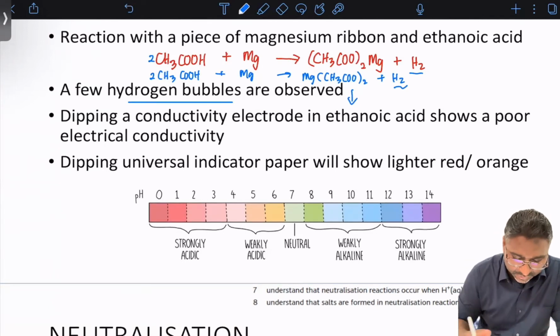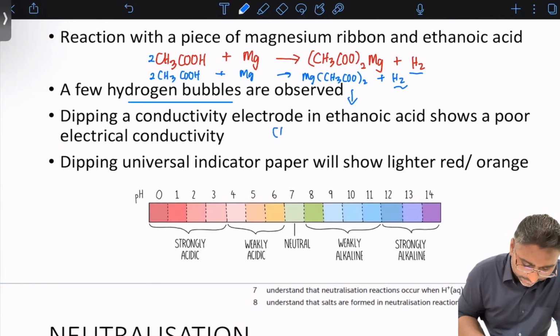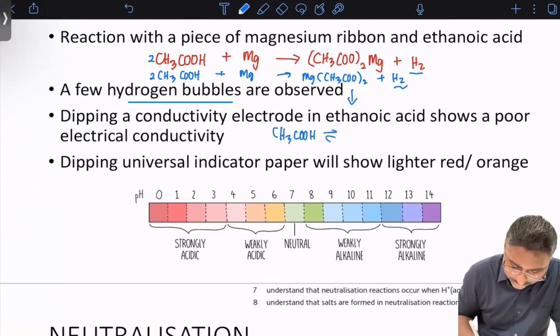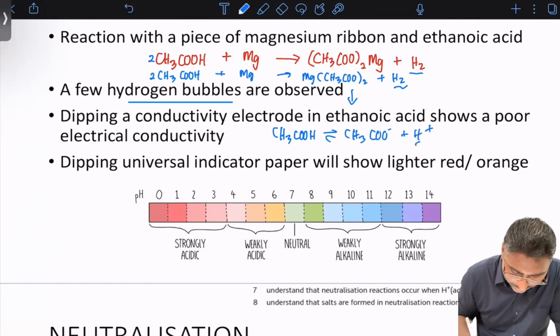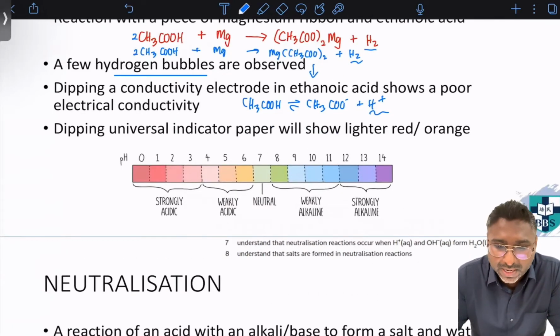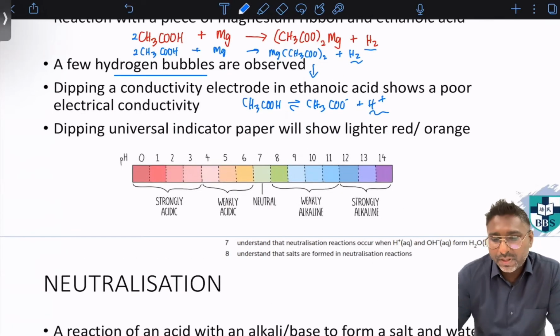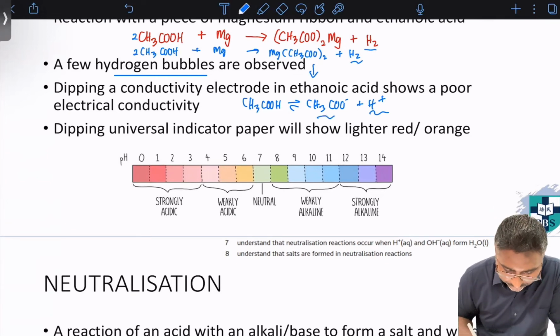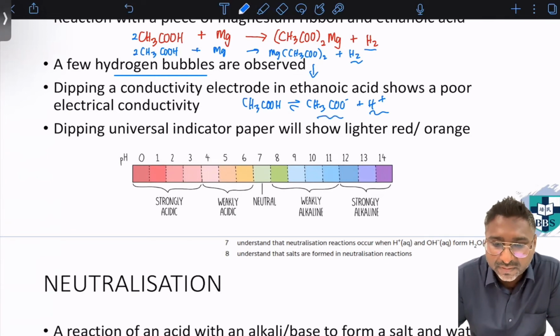If I dip the conductivity electrode, because I have CH3COOH, I am going to give you only few of this. So it shows a poor electrical conductivity. Why? Only few H plus, only few CH3COO minus ions are there. So there is lack of free moving ions. Because of that, they cannot conduct electricity well.